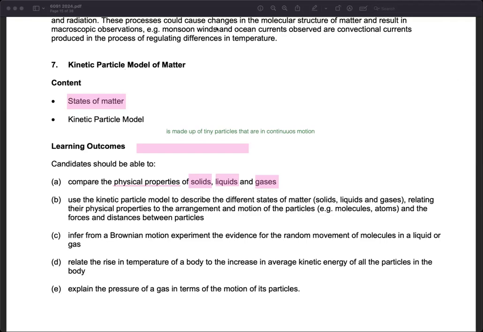Okay, very good. So I'm going to summarize the properties of solid, liquid, and gases. Let me just change the thing to a whiteboard.